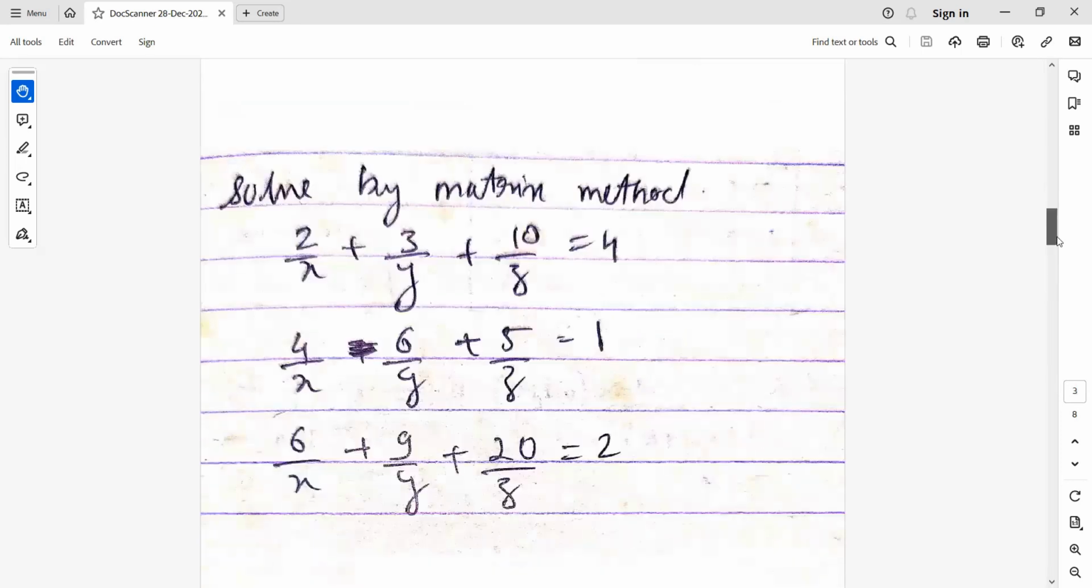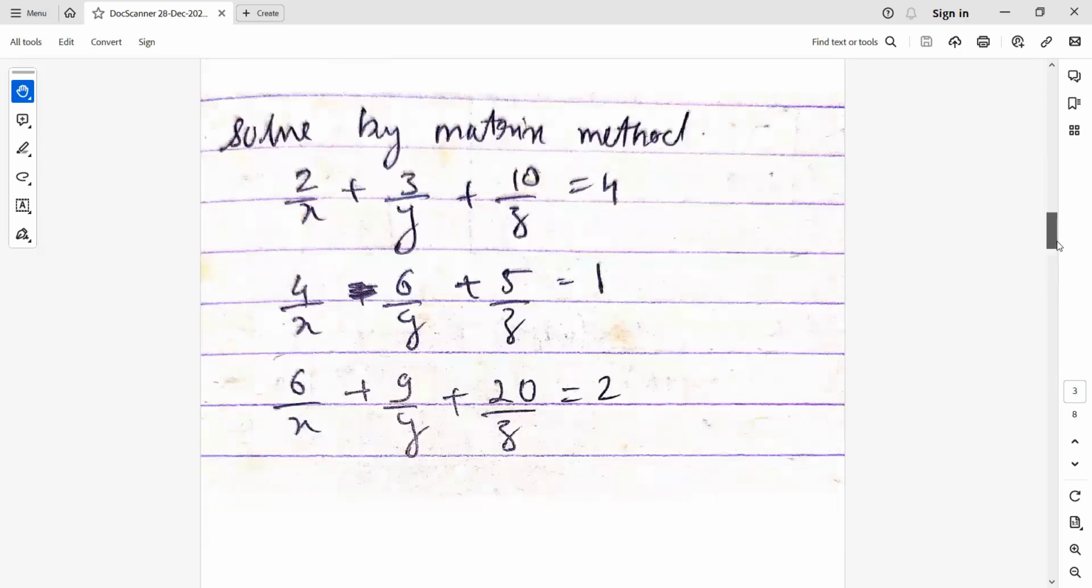Third example, a very important example. This question has been asked in one of the supplementary exams. The same question is solved by matrix method. But see here what is given. If you observe the question, all the variables are present in the denominator: x, y, z. It is 2 upon x, 3 upon y, 10 upon z, 4 upon x, 6 upon y, and 5 upon z. So all these variables are present in the denominator.